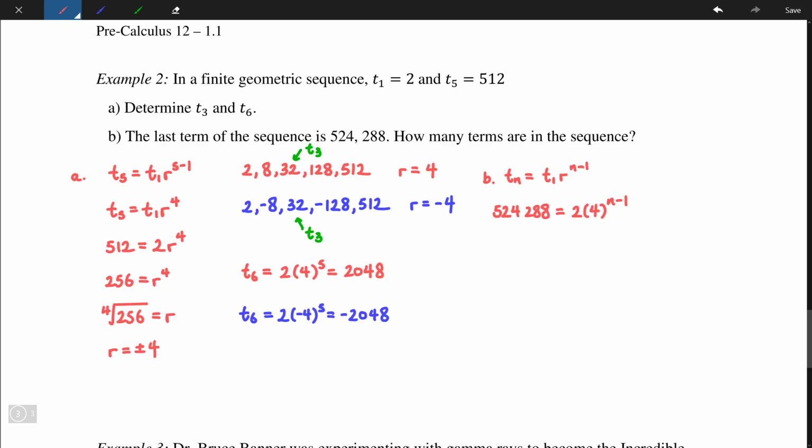Okay, we can divide both sides by 2 here. That will give us 262,144 is equal to 4 to the n minus 1 power. Now, unfortunately, we don't have a good way of finding n in this case. So we do have to do a little bit of guess and check here. Later on in this course, there will be a better way of doing this, but for now, we will just guess and check.